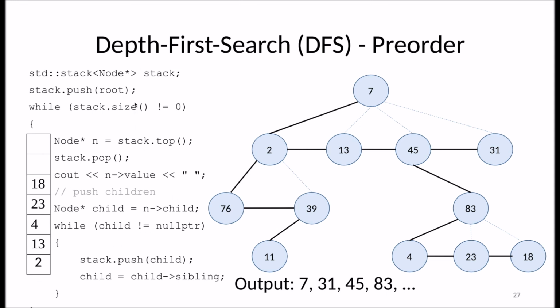So you can see that this small code uses the stack data structure to continuously pop nodes off the stack and push the children onto the stack. And this results in the output of pre-order depth first search.